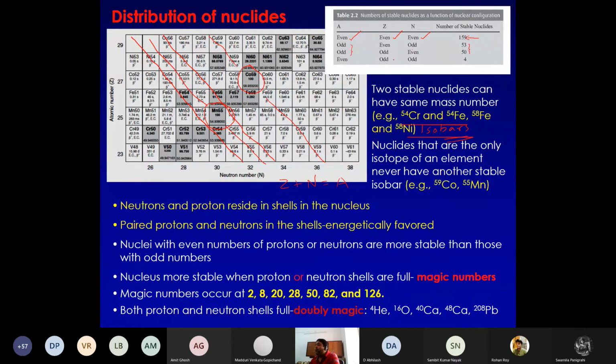If you have odd atomic number and odd neutron number, you have a nuclide with even mass number. This configuration is the least favored. You only have 4 such stable nuclides, very few. Whenever you have odd atomic number and odd neutron numbers in the nucleus, those nuclides are generally unstable, so you have very few stable nuclides. So, as I said, nuclei with even numbers of protons and neutrons are more stable than those with odd numbers.